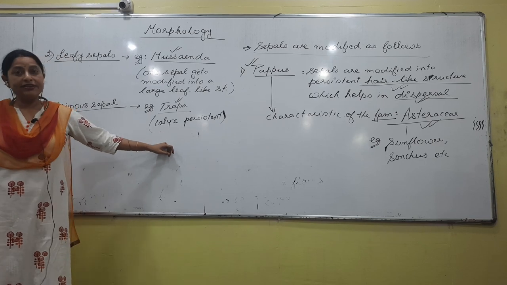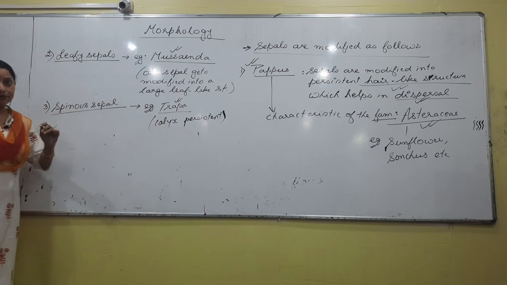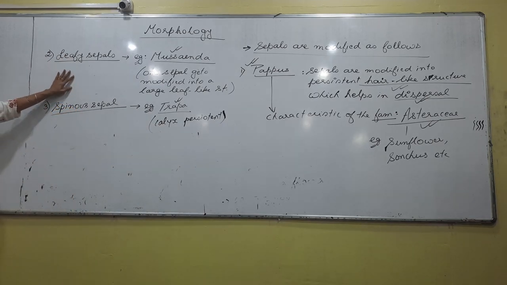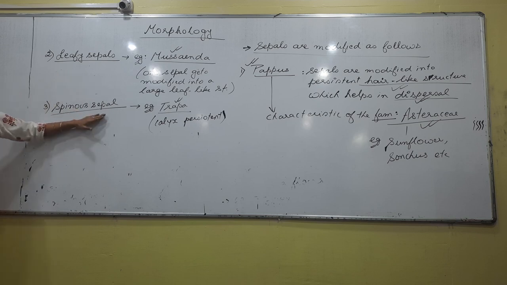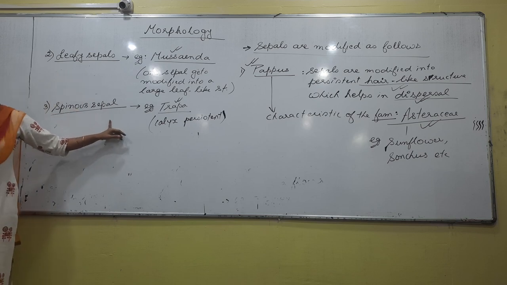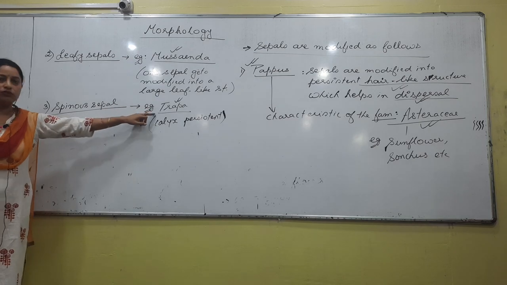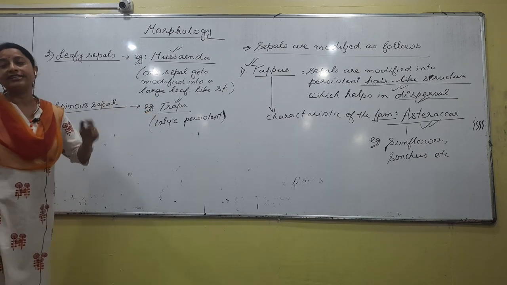The question may be: give an example or identify the example that has a leafy sepal, or give an example that has a spinous sepal, right? So a spinous sepal is always Trapa. What is Trapa? Water chestnut.